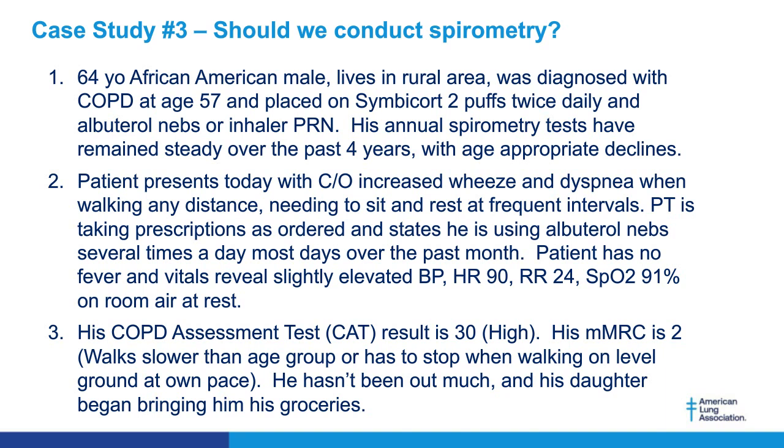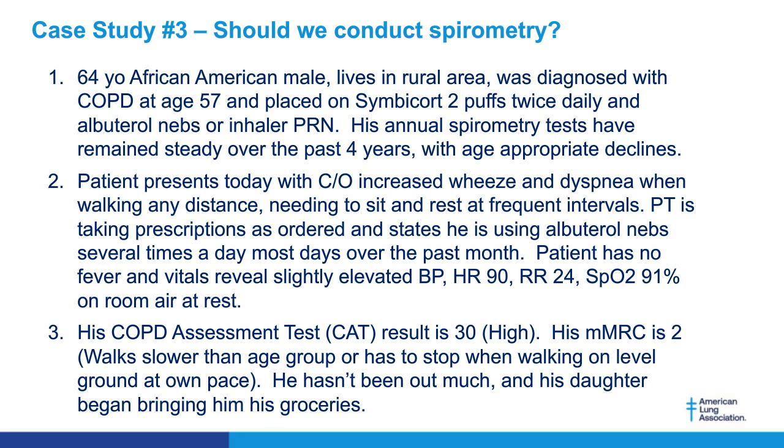64-year-old African-American male, lives in rural area, was diagnosed with COPD at age 57, placed on Symbicort 2 puffs twice daily, and albuterol nebs or inhaler PRN. His annual spirometry tests have remained steady over the past 4 years, with age-appropriate declines. Patient presents today with complaints of increased wheeze and dyspnea when walking any distance, needing to sit and rest at frequent intervals.